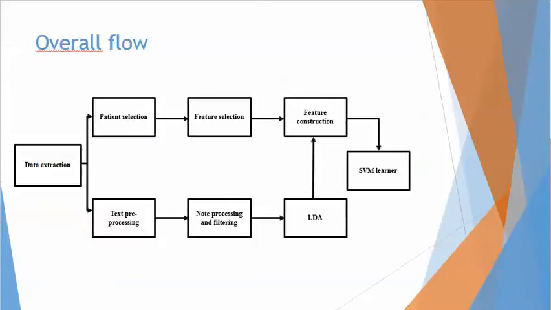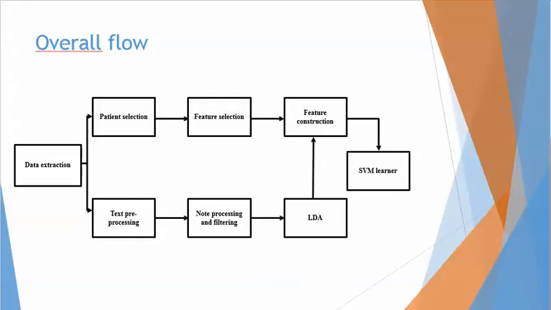So here is the overall flow. First, we extract the data from MIMIC-2. It was done using the VM and PostgreSQL. Then we selected the patients like in the work of Gassamy. So we selected only the patients who were over 18 and only the first ICU stays. Starting from that, we have the structured features like the gender and the age, so a smaller feature matrix was constructed.